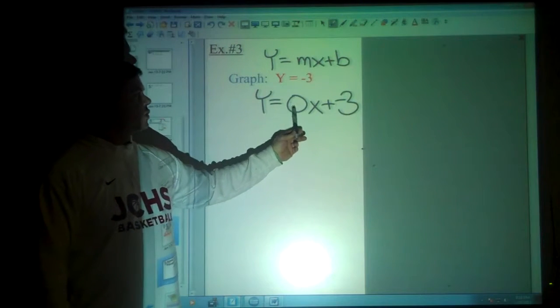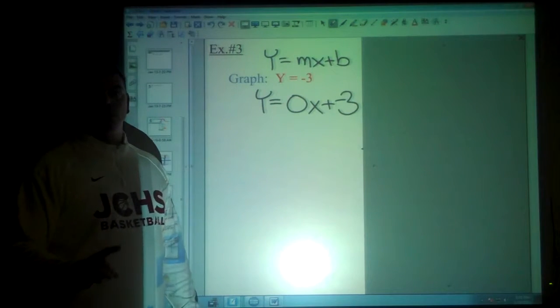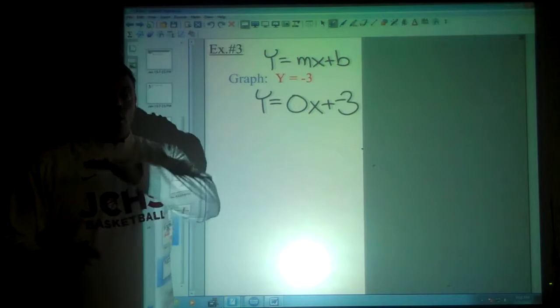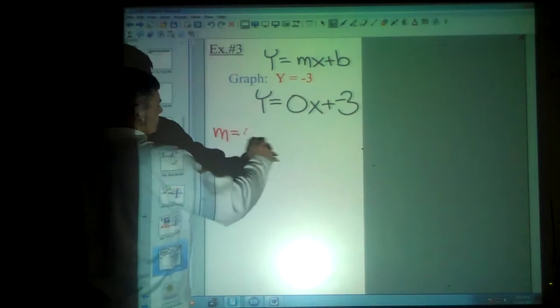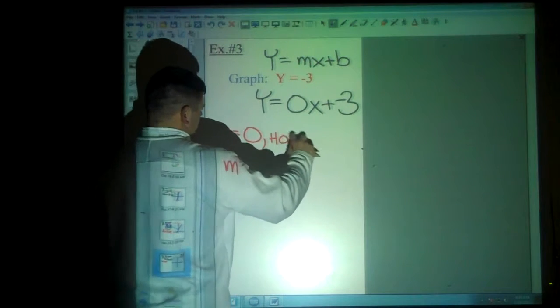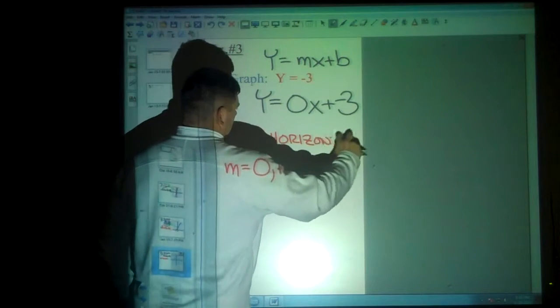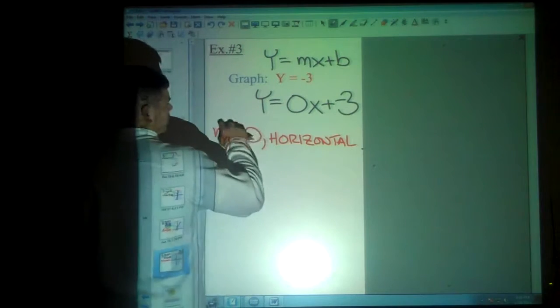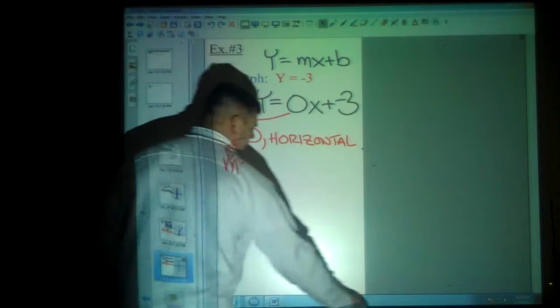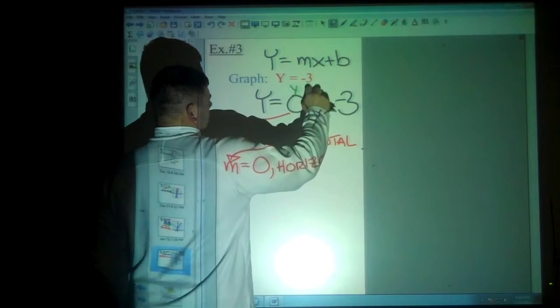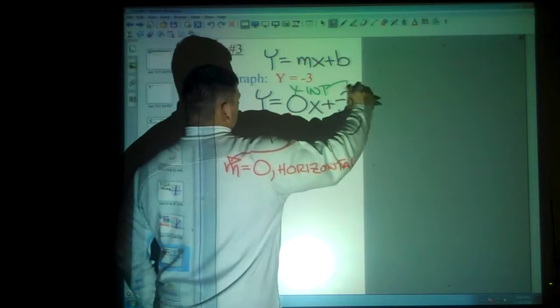But you'll notice now you have a slope of 0. And anytime you have a slope of 0, you know you're dealing with a horizontal line. So if m equals 0, then you know it's horizontal. That's a pretty big key. You still have your y-intercept right here.